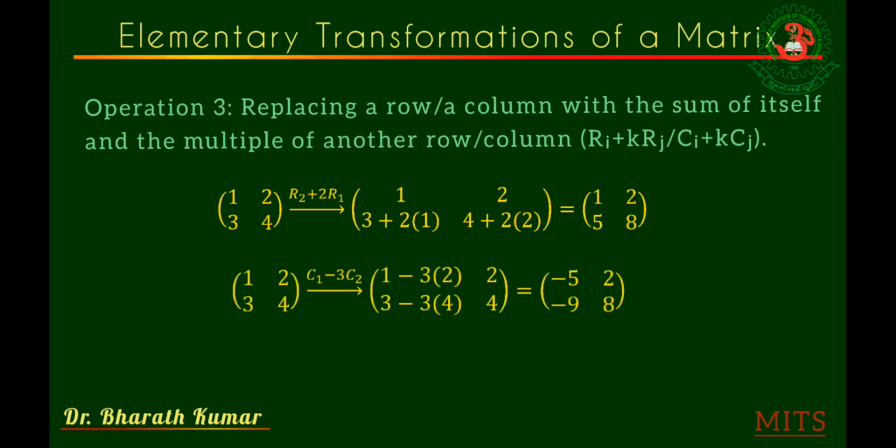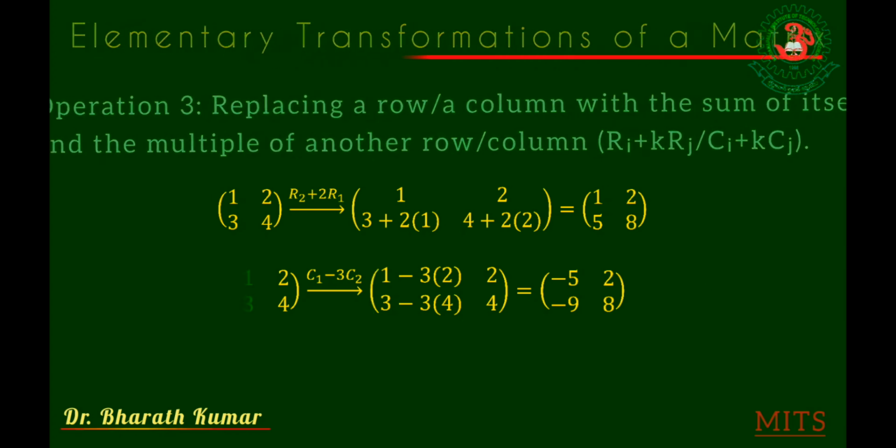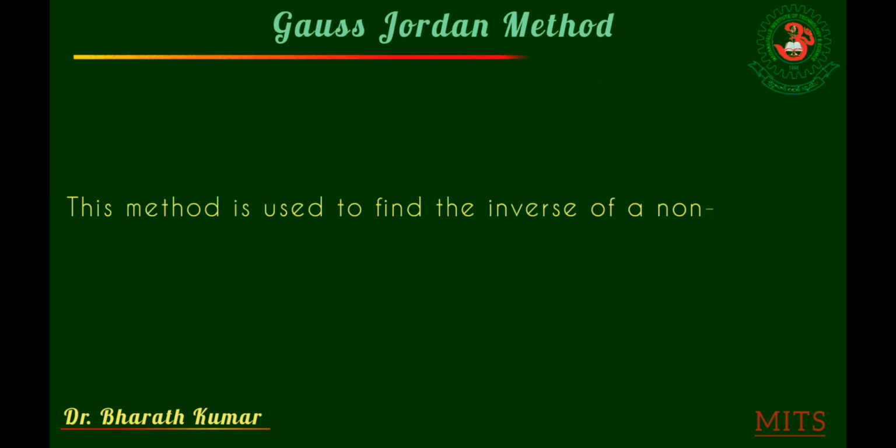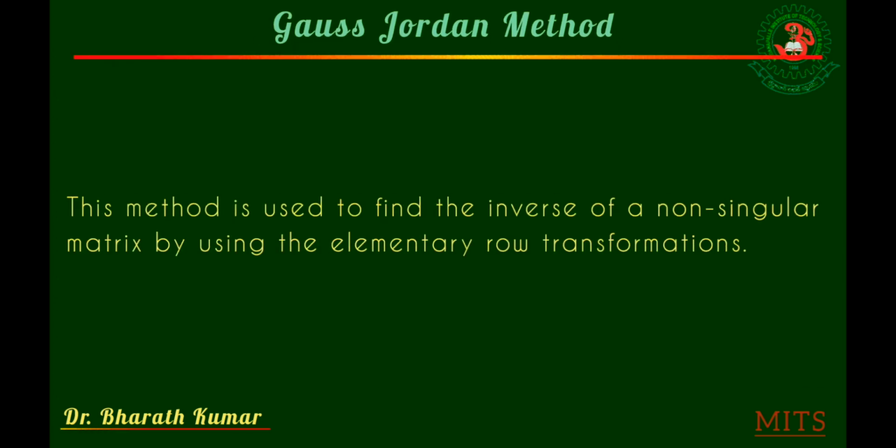Similarly, while applying the transformation C1 minus 3C2, the first column will be replaced by the sum of itself and minus 3 times of C2. Coming back to our topic, Gauss-Jordan method, where we have to apply the elementary row transformation to transform the given matrix to the identity of same order for its inverse.